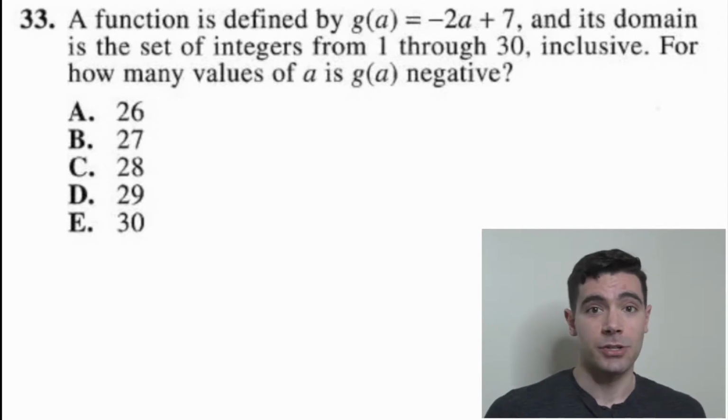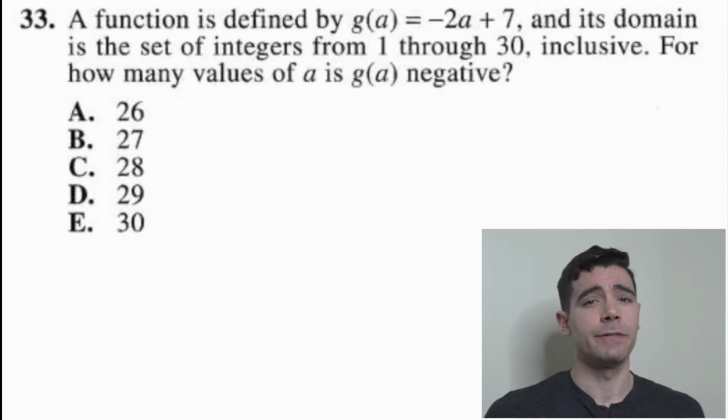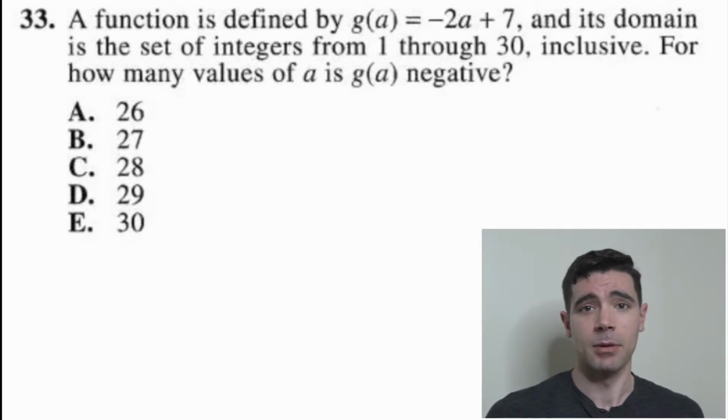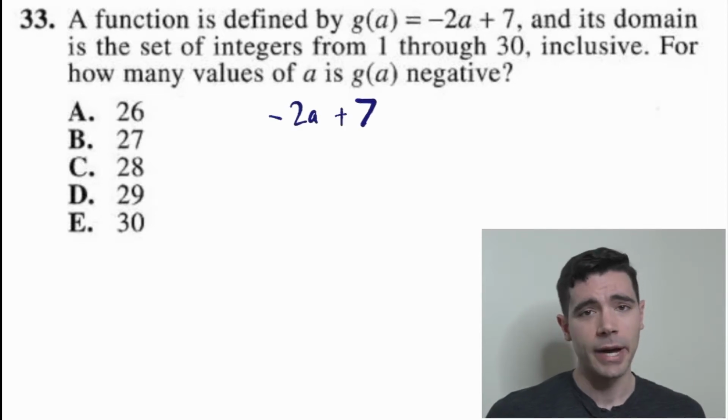Now, a lot of people read this question and they get really nervous because they don't feel very comfortable with functions. But we don't have to be nervous. The notions that the problem is using are actually pretty familiar to us. We want to know when this function, negative 2a plus 7, is negative. Okay, well we can just write negative 2a plus 7 is less than 0, because that would make it negative.